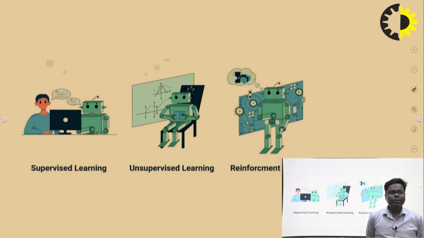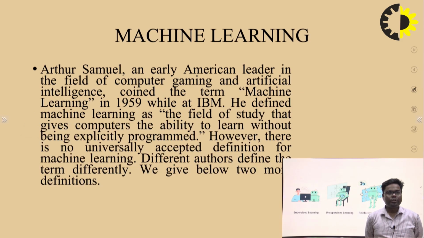Here is an example of supervised, unsupervised and reinforcement learning. Where a person is teaching the robot, that is known as supervised learning. There is no helper, no teacher, and no advisor, so it is known as unsupervised learning. And in reinforcement learning, the robot does some action, and with that action it gets a reward or penalty. So it is known as reinforcement learning.